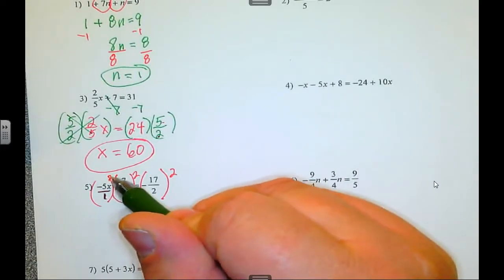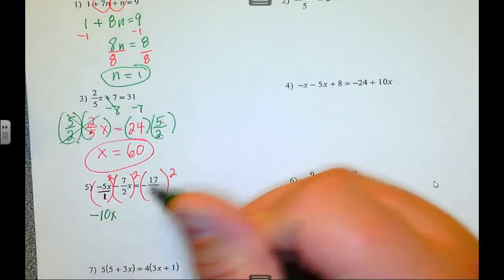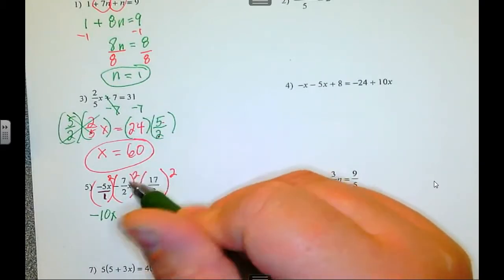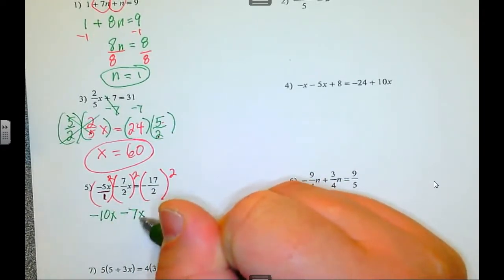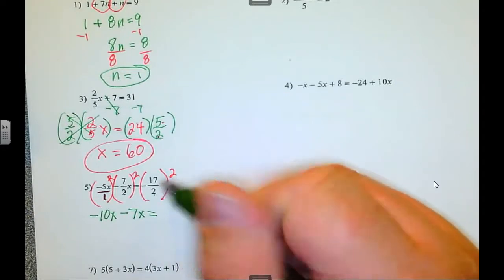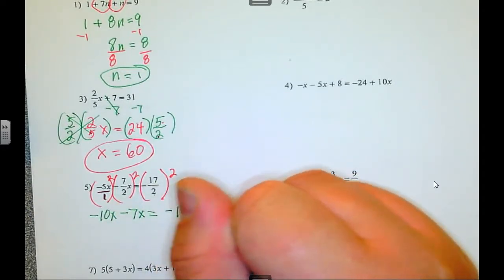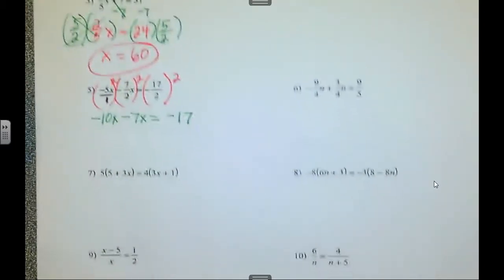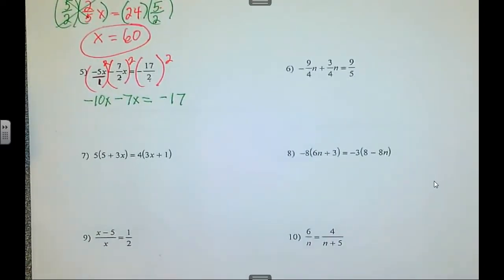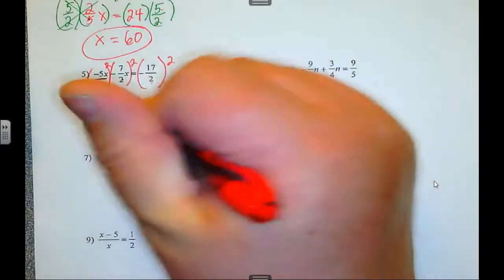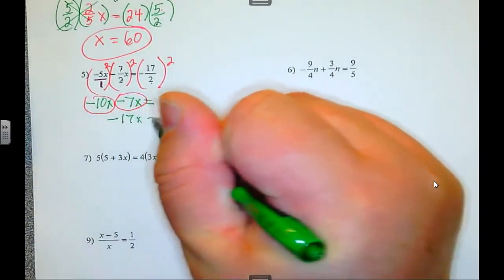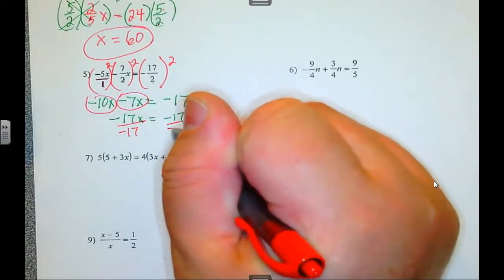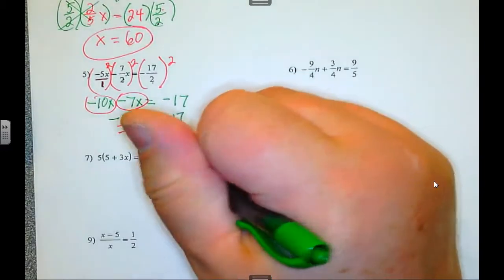Okay, negative 5x times 2 is negative 10x. 2 divided by 2 is 1. 1 times 7 is 7. 2 divided by 2 is 1. 1 times negative 17 is negative 17. Look at that. See how easy that is? Combine our like terms. You're going to have x equals 1. Negative 17x equals negative 17. Divide by the coefficient, negative 17. So x equals 1.